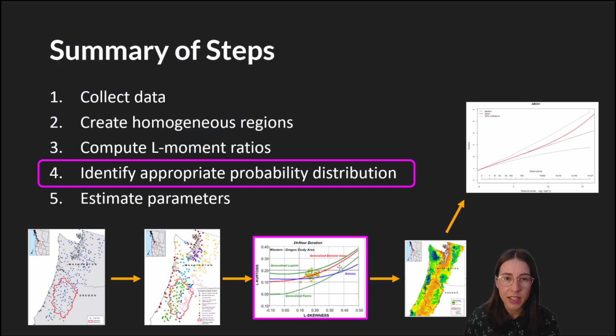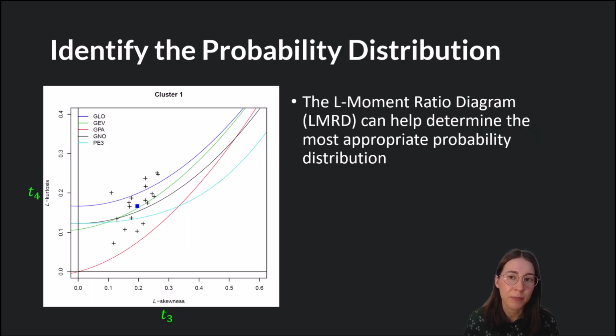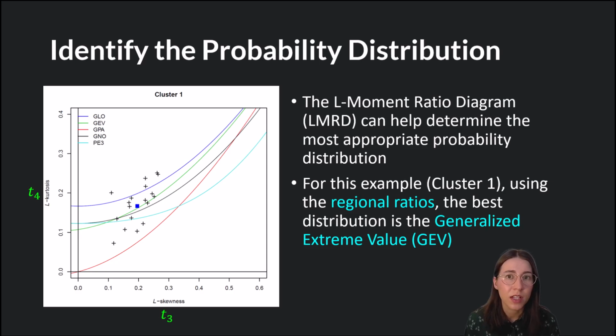Now the next step, once we've calculated the L-moment ratios, is to identify the appropriate probability distribution, and we can do this again using the L-moment ratio diagram. For this example, for cluster 1, using the regional ratios, which is the blue dot located in the middle, the best distribution would be the generalized extreme value, because this is the distribution that the point falls closest to.